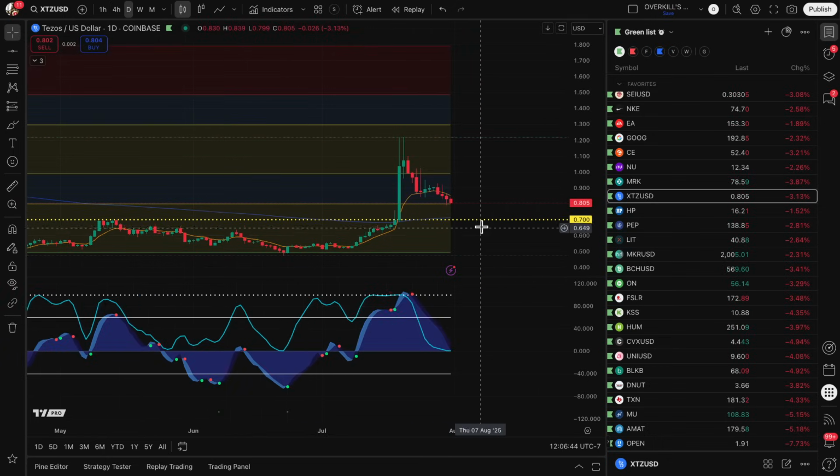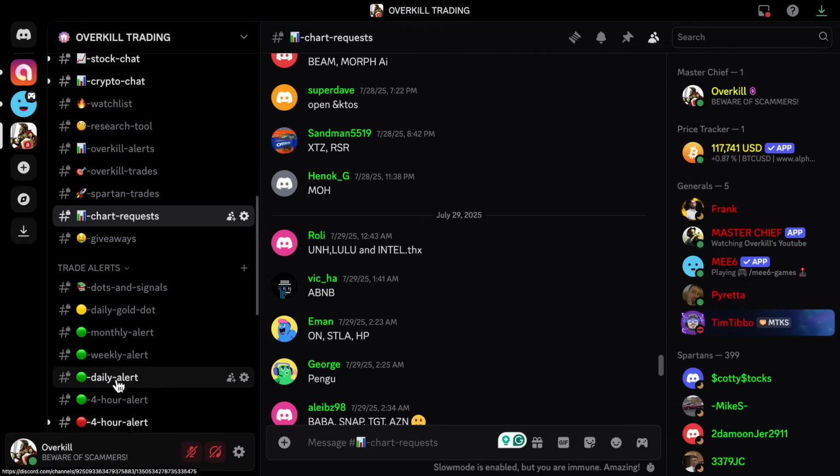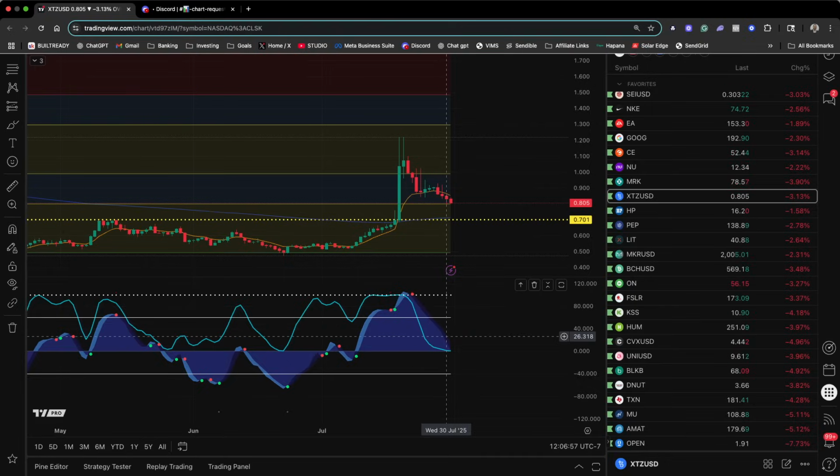That's going to be the bottoming signal there on the short term. It could come all the way down to 70 cents, but at 70 cents, I think that thing will be an absolute steal. Okay, looking for the daily. Looking for the daily alert. Again, that daily dot will be called out over here in the Discord. We got RSR.